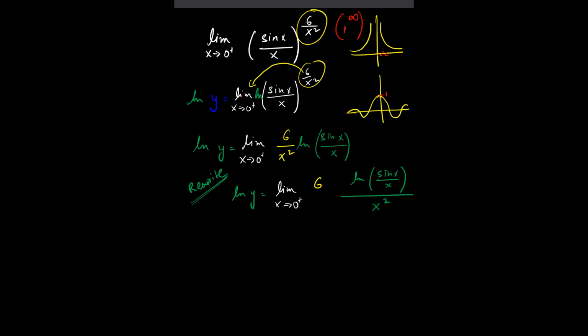Now if you inspect the numerator, we know sine of x over x as x approaches 0 from the right is 1, so natural log of 1 gives you 0. So right here this is 0 over x squared. Imagine 1 over x squared as x approaches 0, it's really infinity.